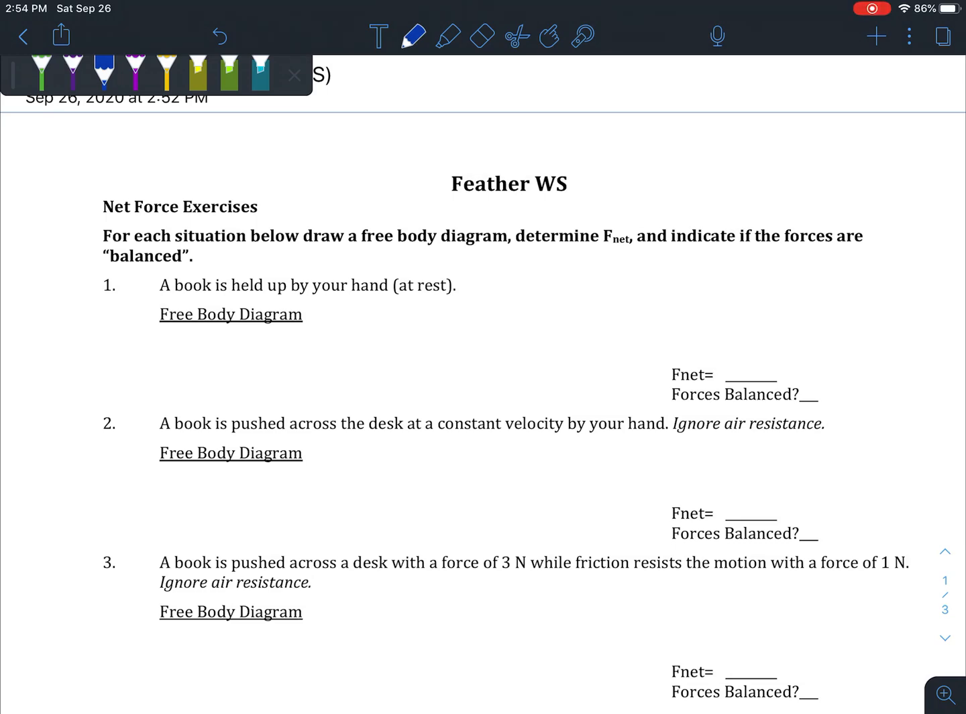Hey guys, we're going to do homework help over the net force exercises, aka the feather worksheet. At this point, the two equations that we have are the equation for weight, which is F_G equals m times g, and the equation that net force is equal to the sum of all forces. We can use that knowing that net force problems are typically vector problems.